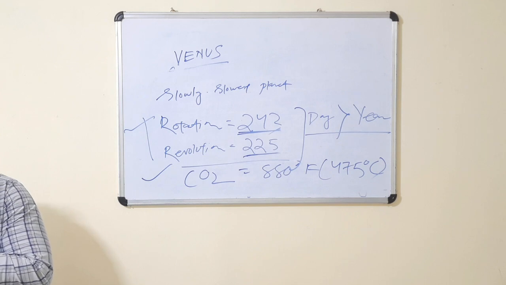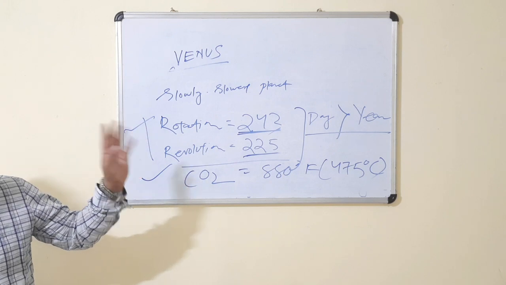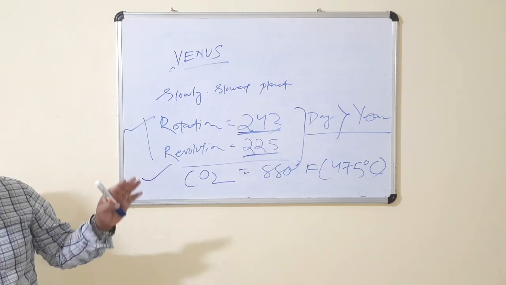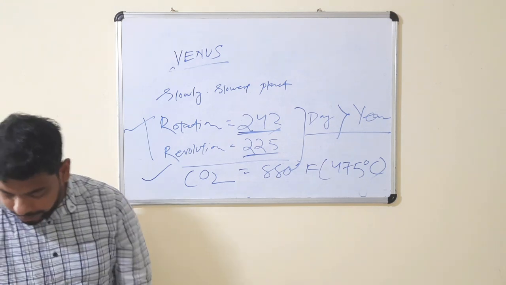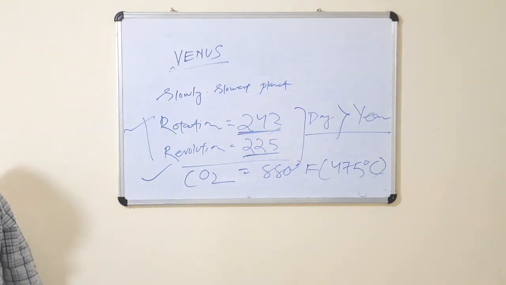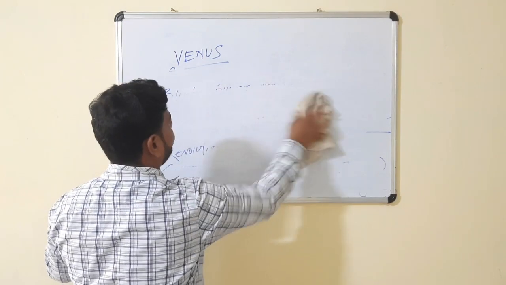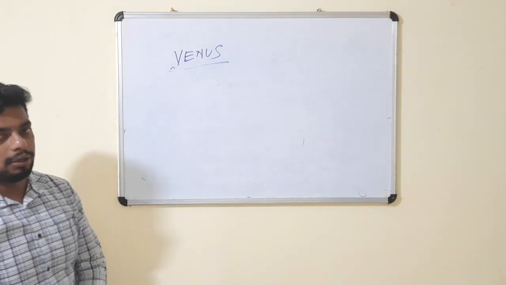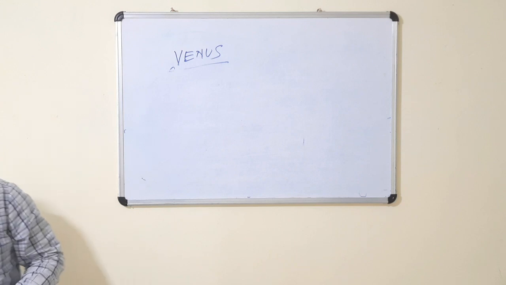Okay, clear? Where does the Sun rise on Venus? In the west. Where does it set? In the east. It is named after the goddess of love and beauty. Next, what else do you know? Is life possible over here? No, life is not possible here because of the extreme temperature. It is not hospitable.